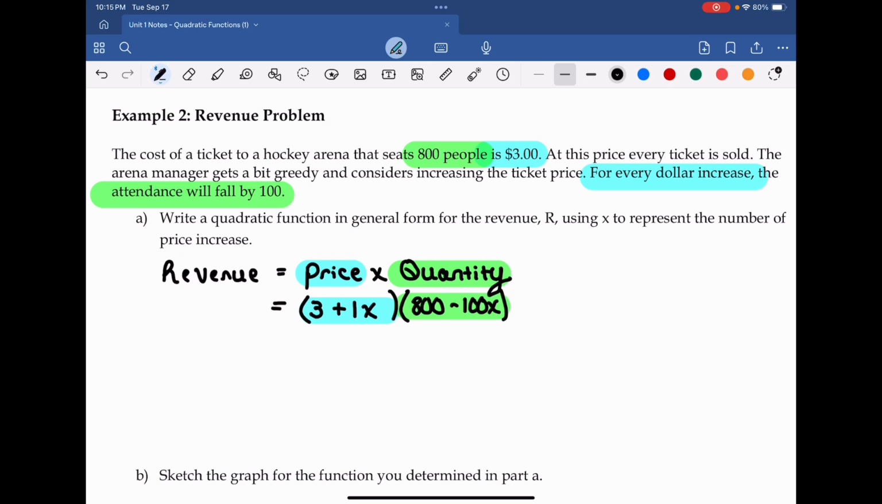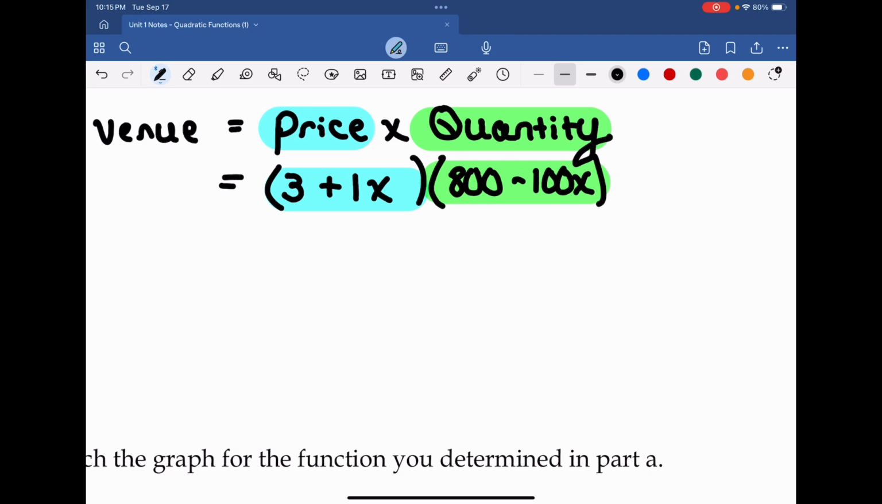Now that we have our nice little color coding system here, this actually makes it really easy to pull information from the problem into there, and we can ignore a little bit of the context and just strictly get to the numbers that we're actually interested in. Now let's expand this out here. When we expand this, here's what we're going to get. 3 times 800 is 2400. 3 times negative 100 is negative 300, not negative 100. There we go. And negative 300x.